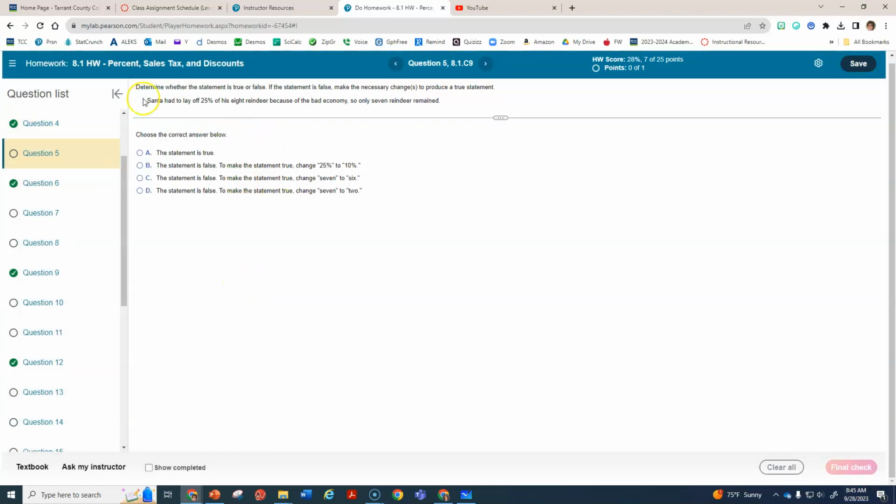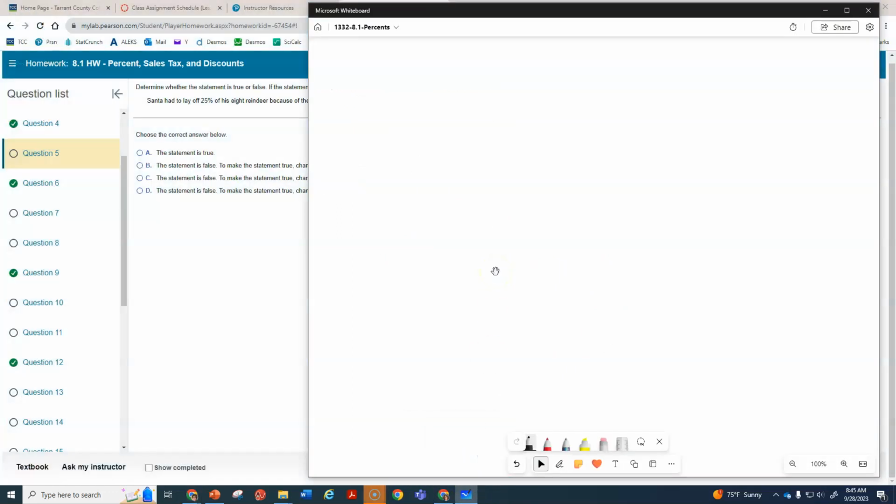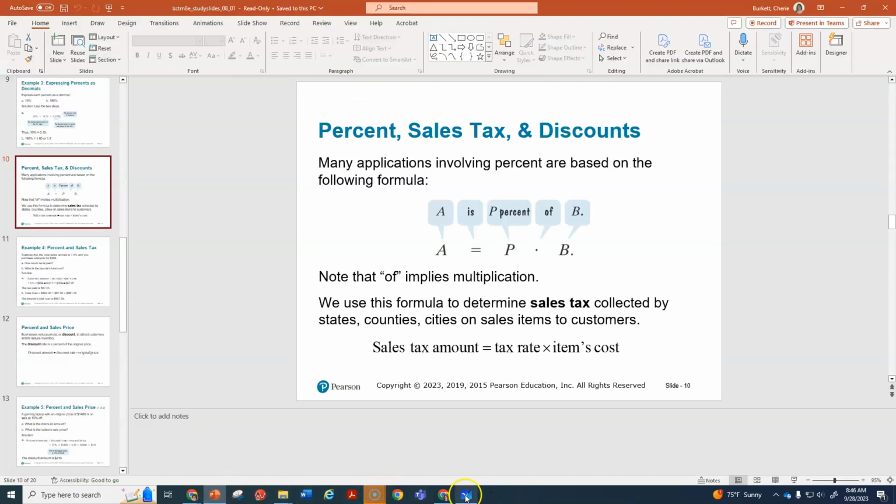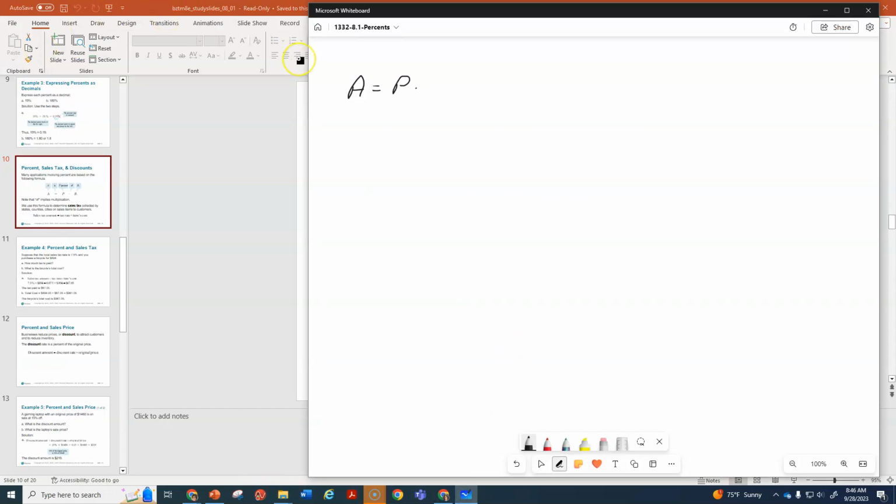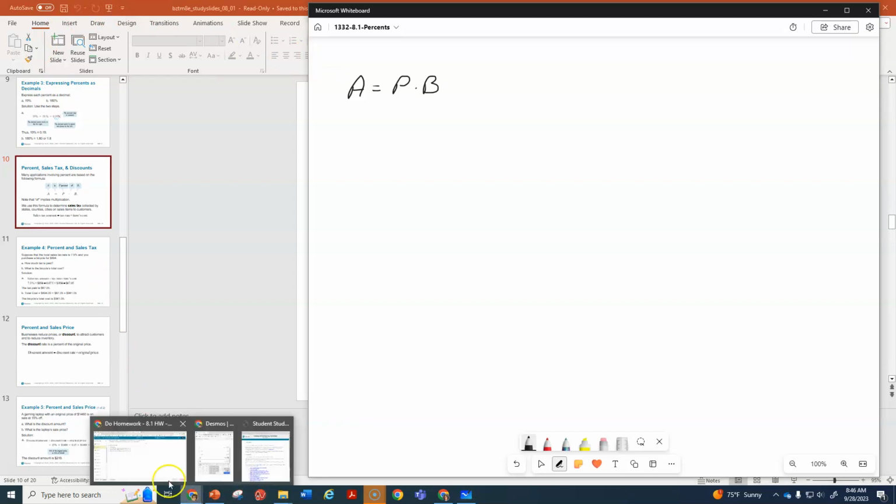And then number 5: Santa had to lay off 25% of his reindeer because of a bad economy, so only 7 reindeer remained. We've got to determine if that's true or false. So we're going to use that formula. A equals percent times B. Yeah, A equals percent times B. So that's the formula, and we've got to deal with this particular problem.